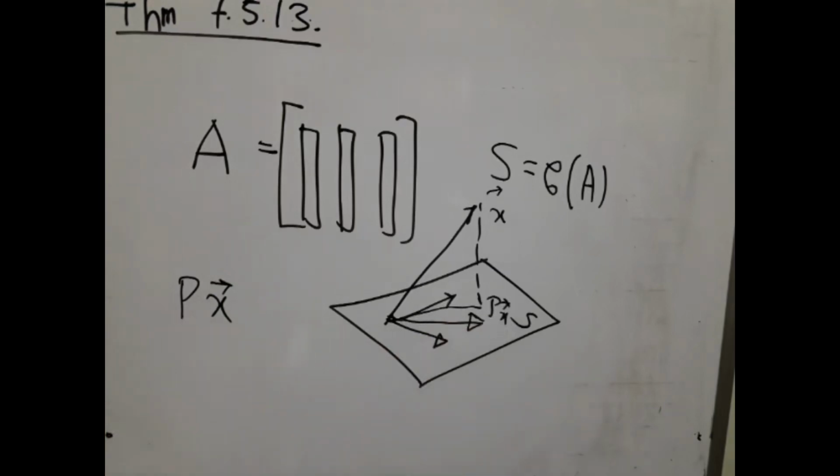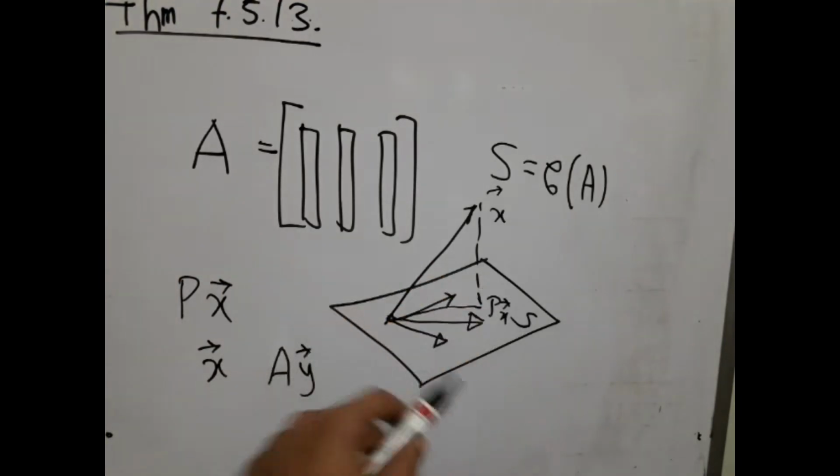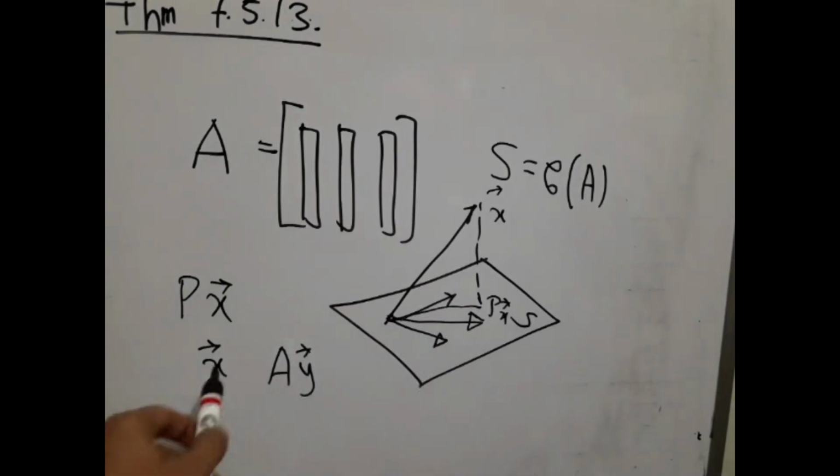So, in other words, the foot must be in column space of A. So, I am trying to look for X, and the foot of the perpendicular is something which is, say, A times some Y, that is the foot of the perpendicular, and I want this thing to be as close as possible.